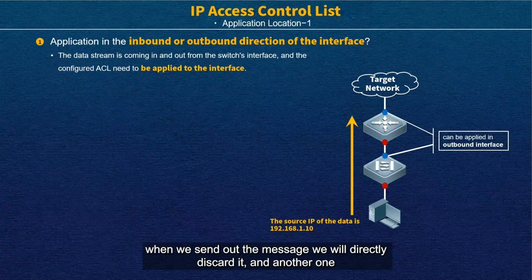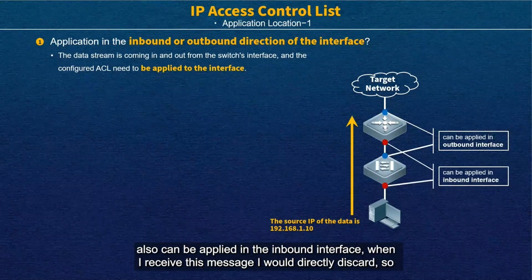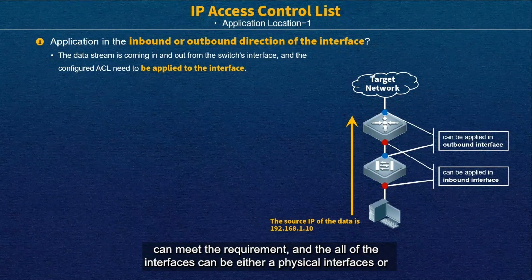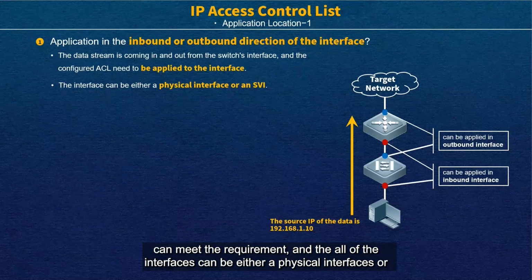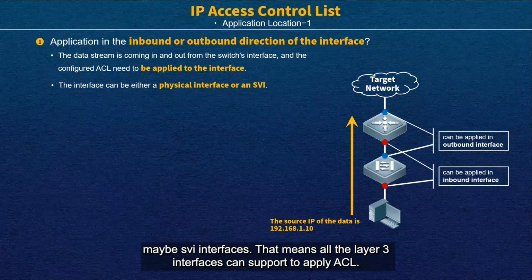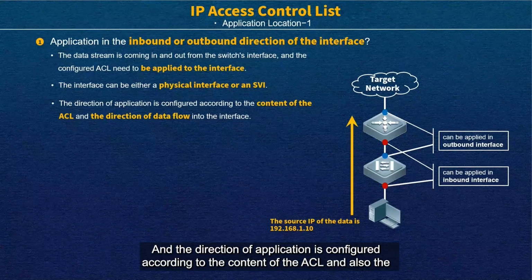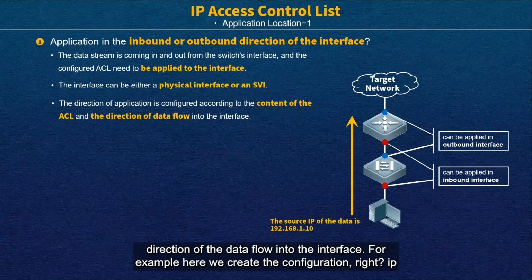Another way is to apply it on the inbound interface. When I receive this message, I directly discard it, so the message cannot enter the forwarding process. Both directions and interfaces can match the requirement. The interface can be either a physical interface or an SVI interface, meaning a layer 3 interface can support applying the ACL, and the direction of application is configured according to the content of the ACL and the direction of the data flow into the interface.